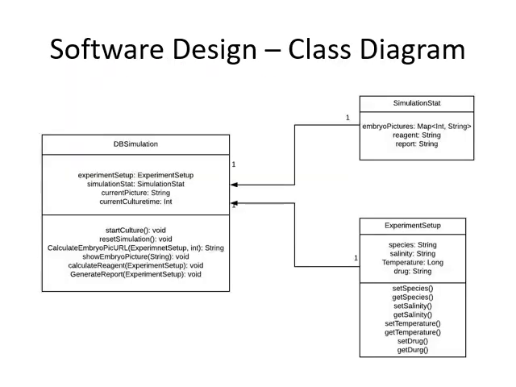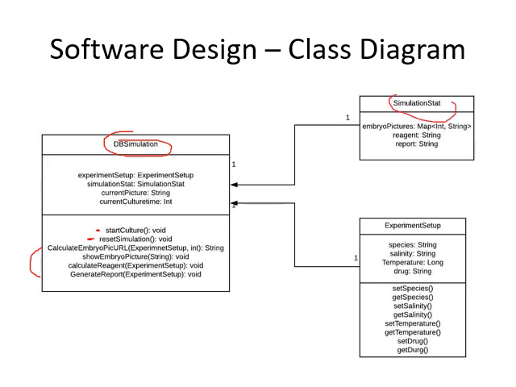Shown here is the class design for this application. The DB simulation is the main class for the application, which manages the behavior of the application, such as start a simulation, reset a simulation, and several utilities that allow the application to calculate the right picture to show, generate the lab report, and calculate the reagent recipe based on the experiment setup.